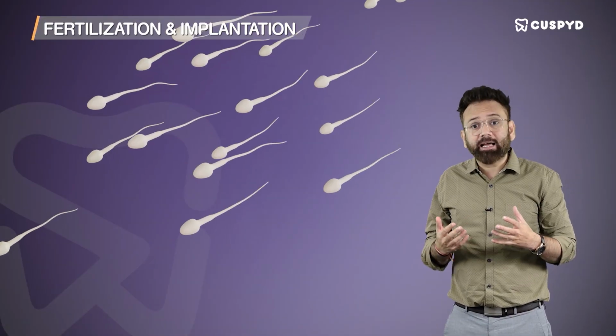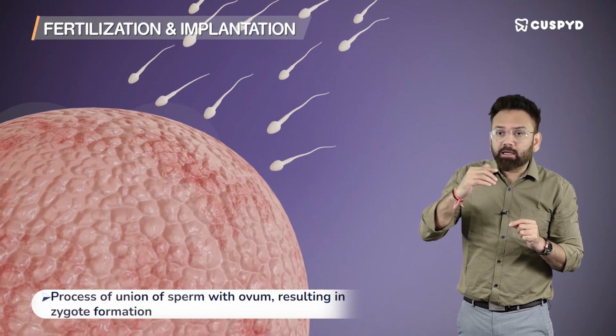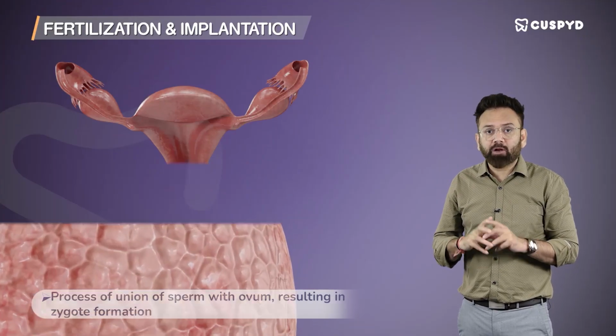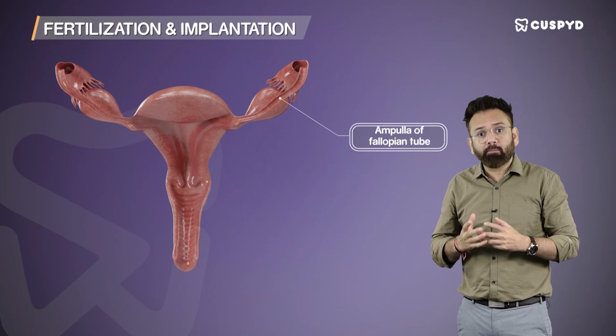So, fertilization and implantation. What is fertilization? The process of union of sperm with the ovum resulting in the zygote formation is called fertilization. And what is the location? Ampulla of the fallopian tube is the normal location.